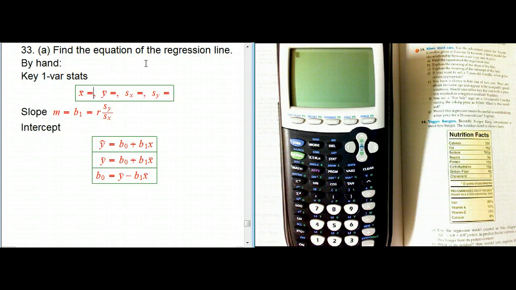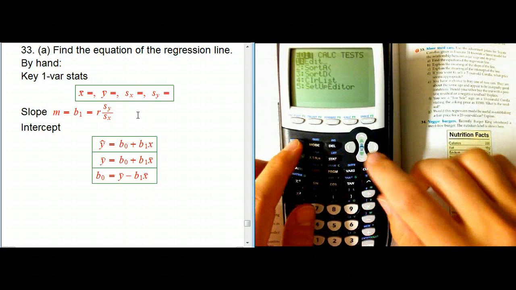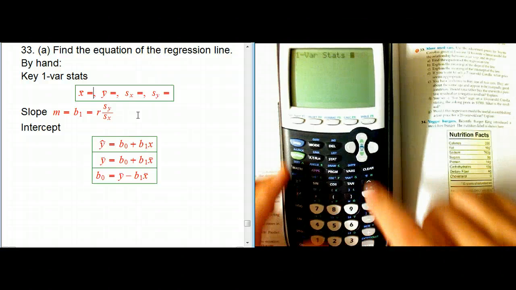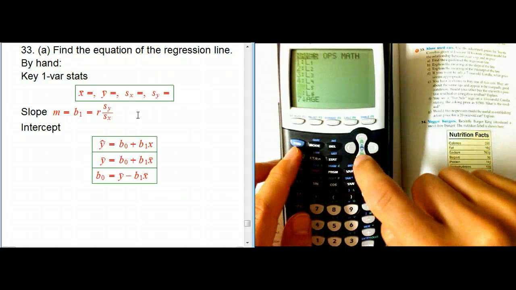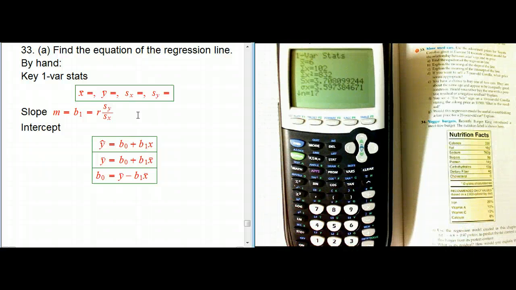Let's do it partly by hand. Let's use the calculator to find the key one-variable statistics of the two different variables, the age and the price. Then we already have the R value, and we can plug those into the formulas. Then, of course, we can also let the calculator do it to check our work. So let's do Stat, Calc, 1-Var Stats on age. That'll give us our x-bar and our Sx.